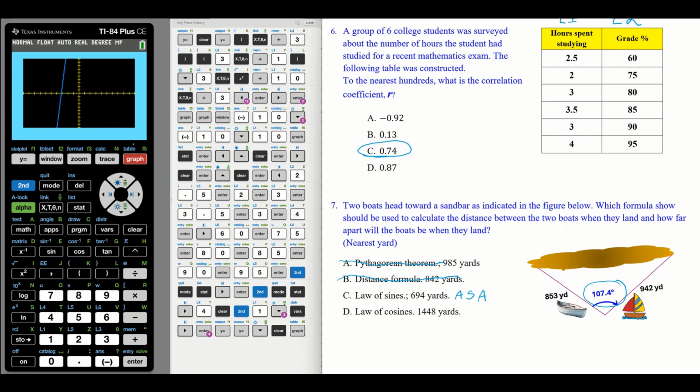But for the law of cosine, we need a side, angle, side, which we have. So that's the correct one. Like I said, you don't need a calculator for this one. You just need to know what it requires.